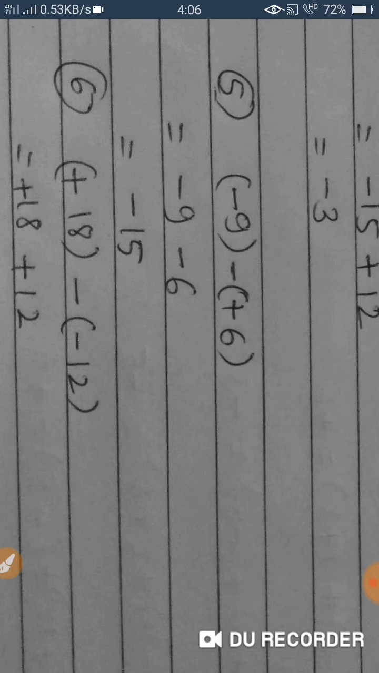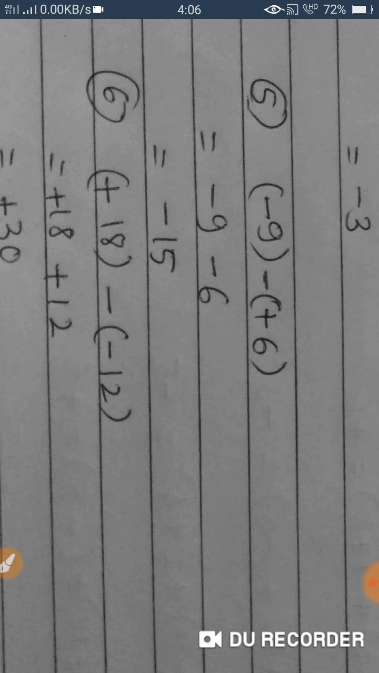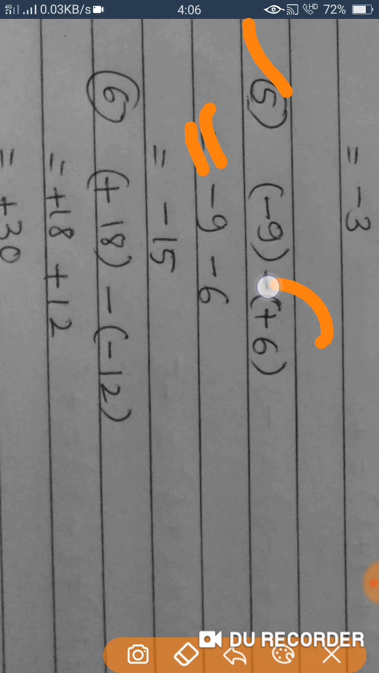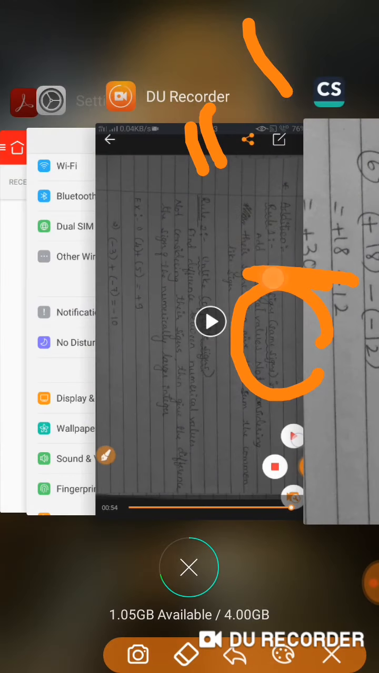So make a practice for this. Until you practice, you can't do anything in the integer. That is a very important lesson. So take a fifth example. Take the first integer as it is. Change the second sign, neglecting this sign.